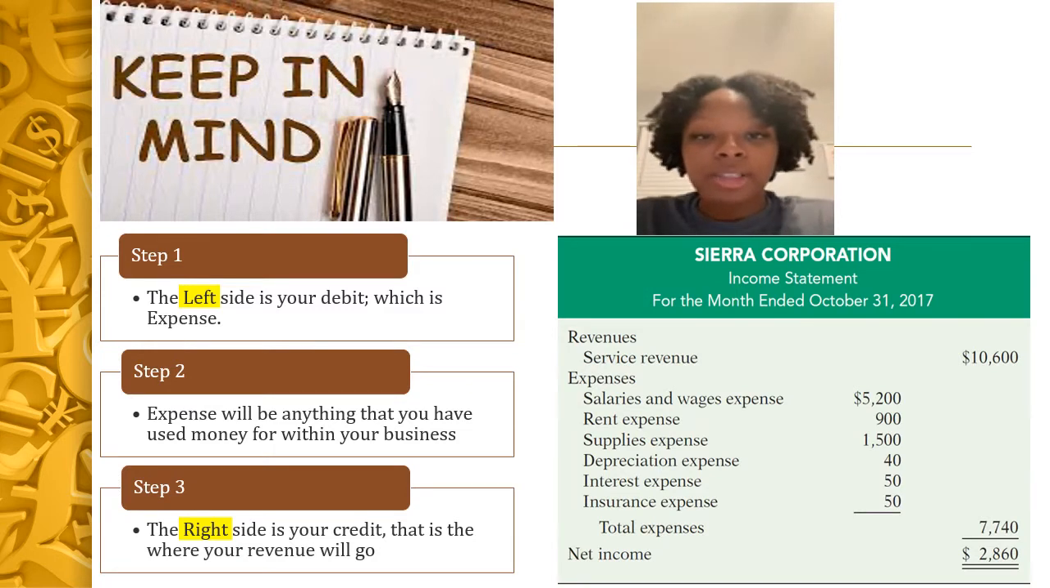When you're looking at your income statement, you have to remember that the left side is debit and the right side is credit. On your right side, you will have your revenue, and then on your left side, you will have your expense. And then once you get all that done, everything will get added together, and that will give your net income.